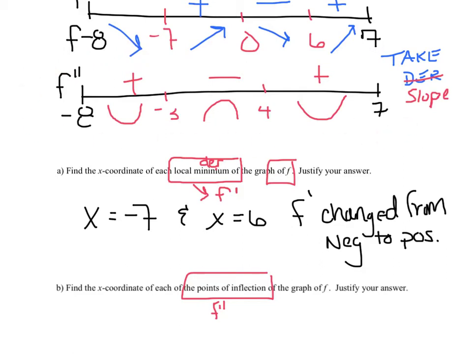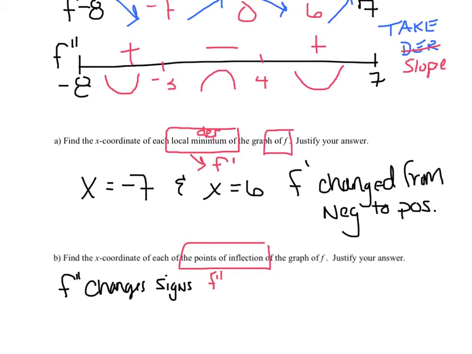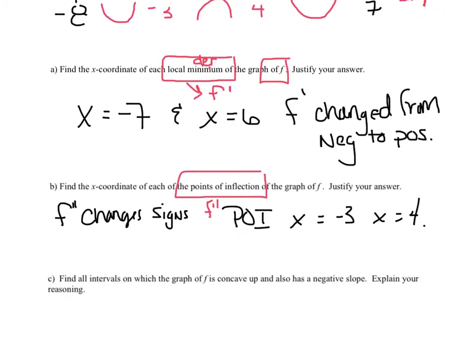A point of inflection, let's start with the justification. I have a point of inflection when f double prime changes signs. Okay, so if I look at my sign chart, f double prime went from positive to negative, therefore -3 is a point of inflection. Negative to positive, therefore 4 is a point of inflection. So I would say f double prime changes sign, so I have a POI at x equals -3 and x equals 4. And we're done. Okay, so use those sign charts. Let's try another one.